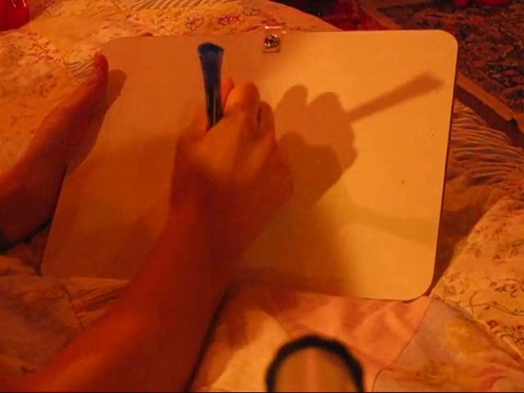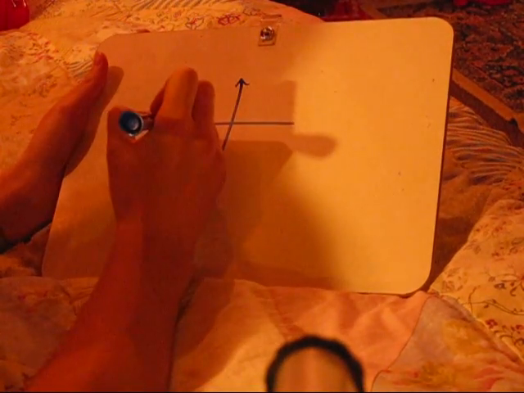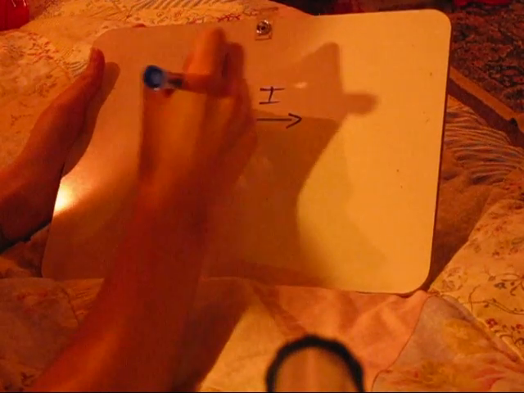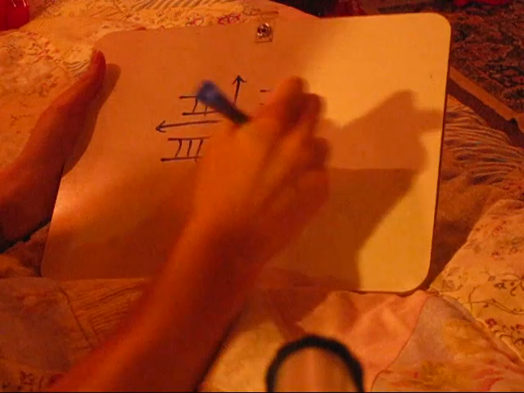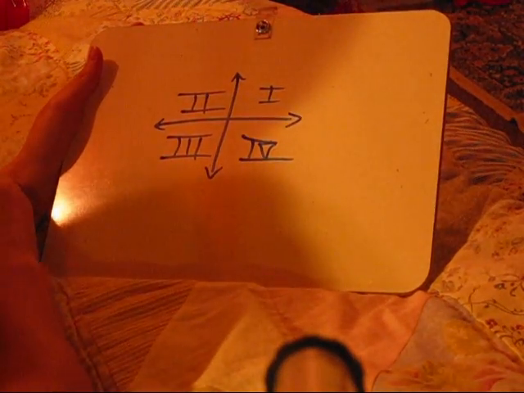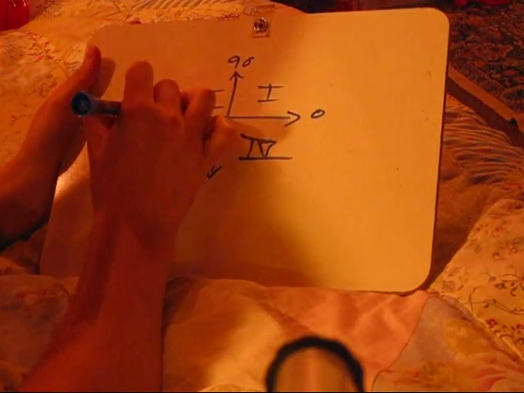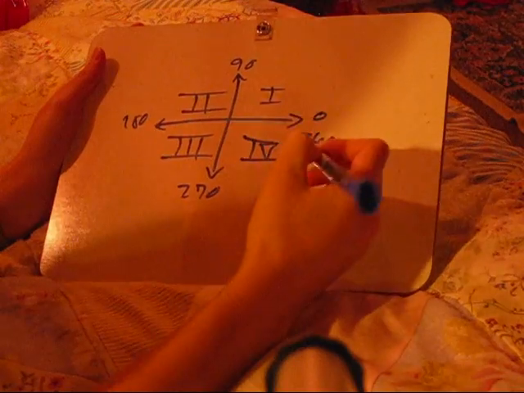The x and y axes divide the plane into 4 quadrants. This is quadrant 1, 2, 3, and 4. And it starts at 0 degrees and works its way to 90, 180, 270, and then back to 360. Each quadrant is 90 degrees.